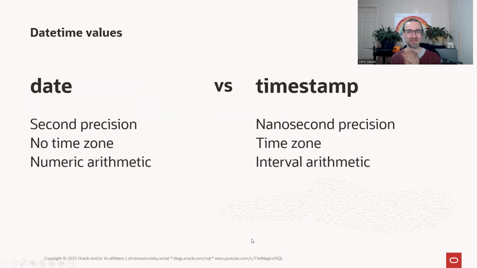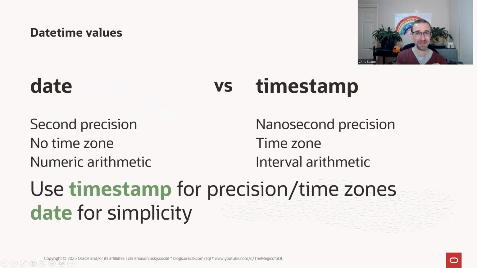Okay, so we saw dates versus timestamps. Different precisions. Timestamps have time zones, dates don't, and there's different arithmetic for them. Personally, if you need fractional time precision or time zones, you have to use a timestamp. Case closed, right? However, date is generally a little bit simpler, at least in my opinion. So if you only need second precision, usually I would go for a date. Timestamp if you need extra logic or extra precision.